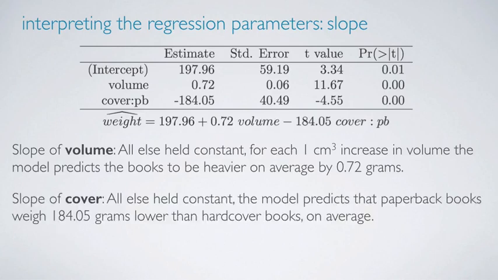The slope for the cover variable is negative 184.05. And remember that hardcover is the reference level and paperback is the non-reference level. In this case, we can think of this value as going from hardcover to paperback. There is an expected decrease of 184.05 grams in weight. In context of the data, and keeping in mind that this is an observational study, we could interpret this value as: all else held constant, the model predicts that paperback books weigh 184.05 grams lower than hardcover books on average.